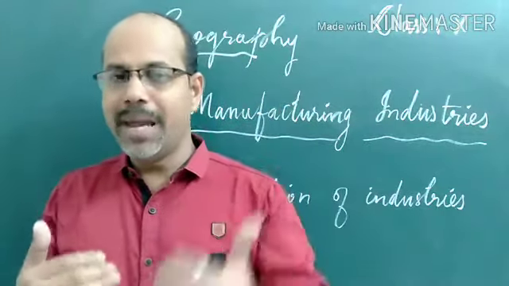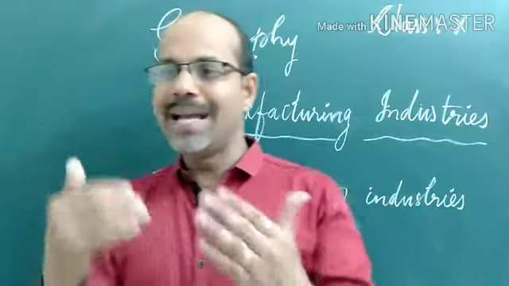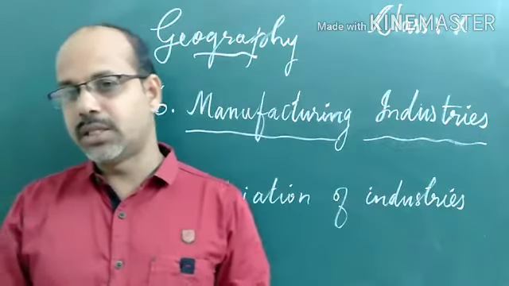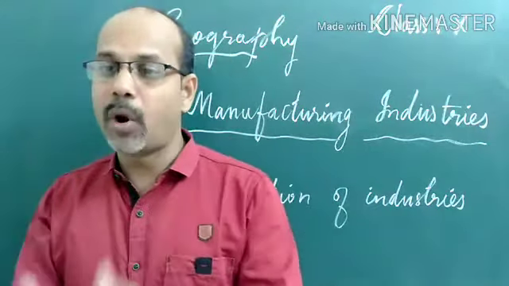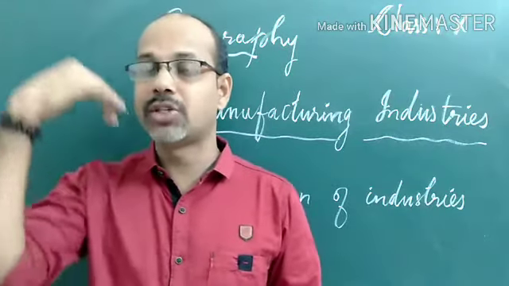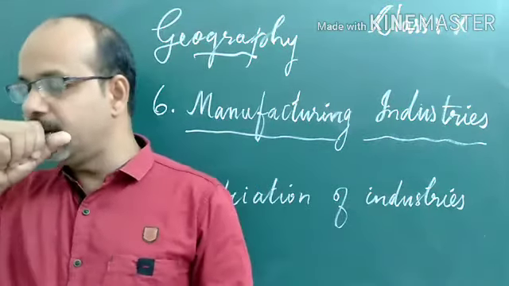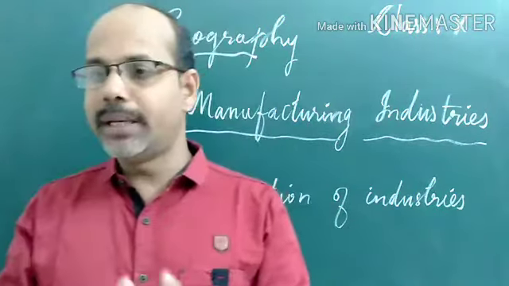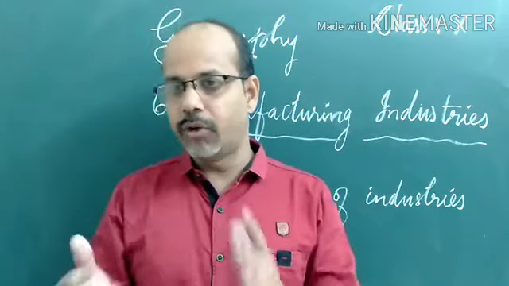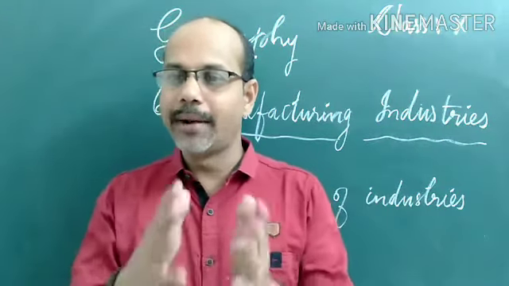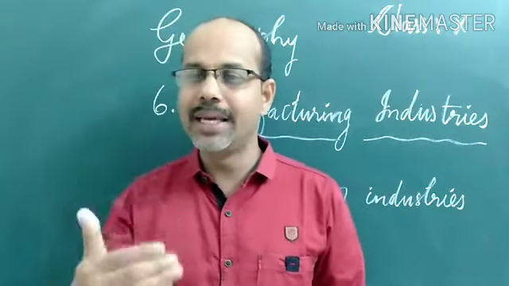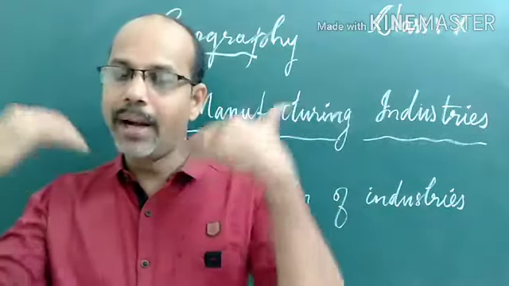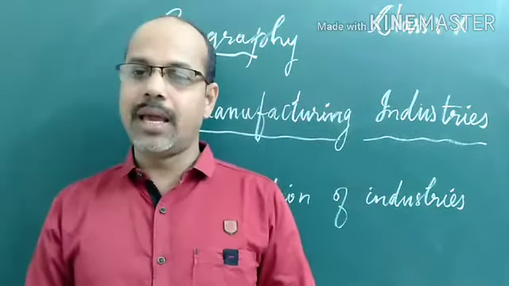Now, according to their main role, another classification is basic or key industries. They supply their products as raw materials to manufacture other goods. Basic or key industries provide raw materials for other industries. For example, iron and steel, copper smelting, aluminium smelting. These are the key or basic industries. They provide raw materials to large-scale industries.